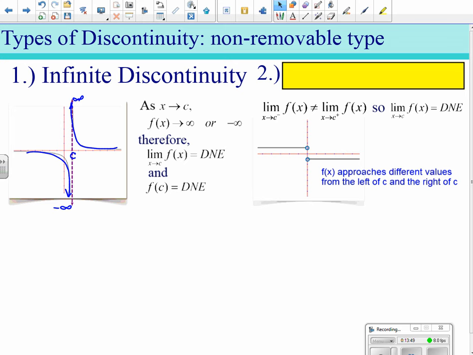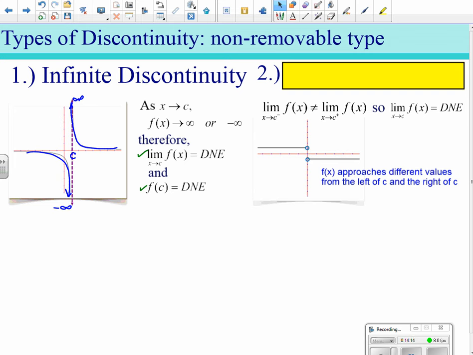And you could go through your 3 scenarios. The limit as x approaches c of f of x does not exist. Also, we can conclude that part 2 of that definition, f of c, doesn't exist, therefore the limit does not equal f of c either. So many reasons why it's discontinuous.